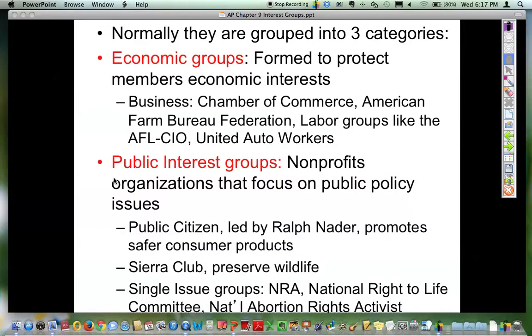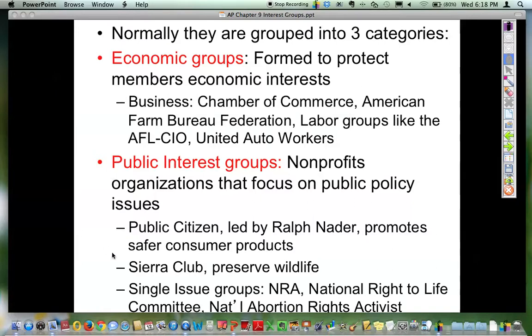Here are the last things. Normally, they're grouped into different categories. Remember, you have economic interest groups that are formed to protect members' economic interests, and I mentioned that earlier, and there's a great list of business examples. Public interest are nonprofit organizations that focus on public policy. I'm sorry, I need to correct something I said earlier. I said Common Cause was that one by Ralph Nader, and it's Public Citizen. That was my fault. And he really advocates for safer consumer products.